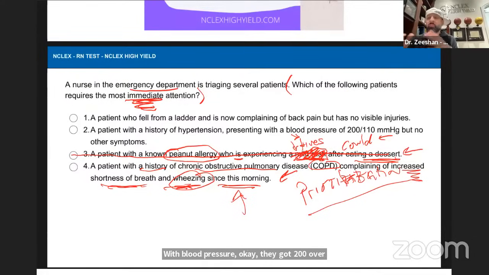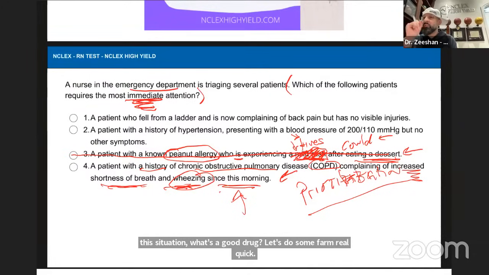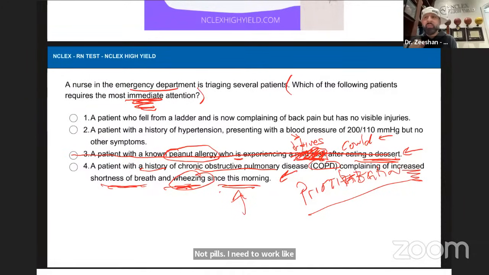Now let's do a little bit of pharm. You see how many things I'm about to bring in here. Okay, give an antihypertensive. What's a great one for acute hypertension, elevated blood pressure? In this situation, what's a good drug? Let's do some pharm real quick. Not prils. I need it to work like this. Not beta blockers.